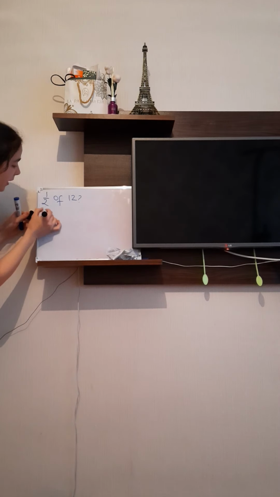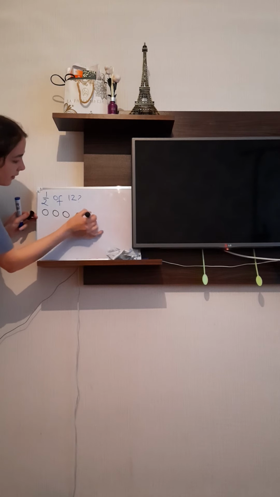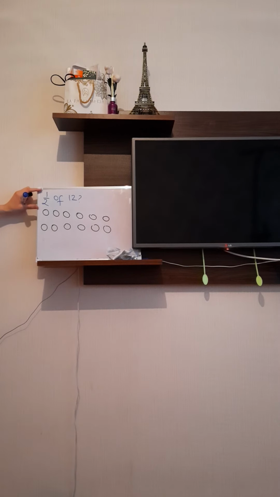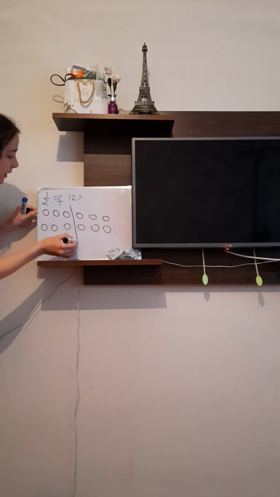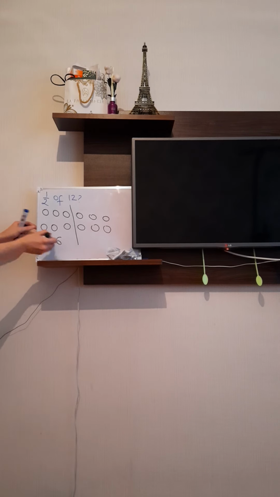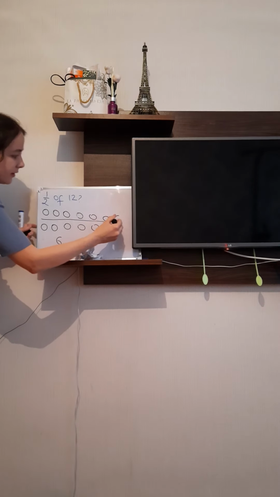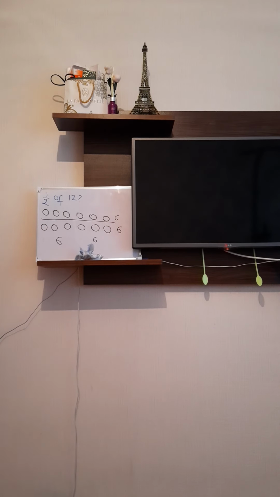For example, if we have 12 apples, 1, 2, 3, 4, 5, 6, 7, 8, 9, 10, 11, 12. How can we divide these 12 apples into 2 groups? We can divide like that. You can see we have 6 in our first group, 6 in our second group. Or we can divide like that. 6 in our first group and 6 in our second group. Okay, if we want to find 1 out of 2 part of something, we will divide by 2. Our denominator is 2 and we're going to divide by 2.